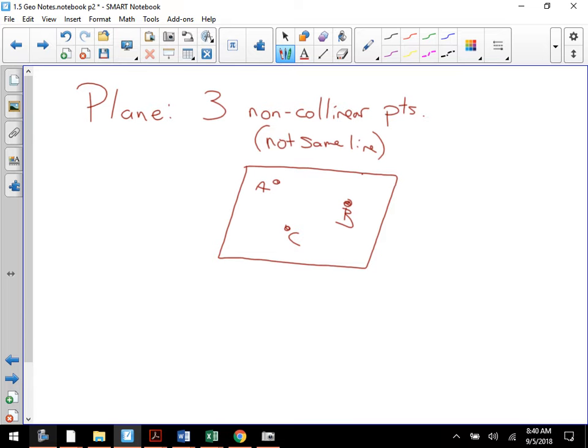Some of you guys were saying you needed 4 points to have a plane. Could you draw a plane with 4 points? Absolutely. I would just put another point in here and label it with whatever other letter it had to be. The idea here is what they're asking you to draw. But a plane technically only needs 3 points. This would be called plane ABC.